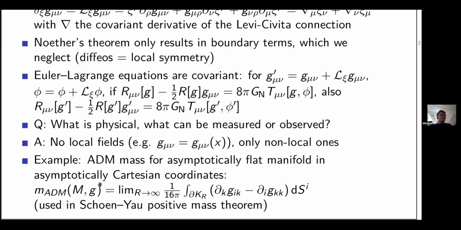It's this formula here. You can find it in many textbooks. What do you do? You take your metric in these asymptotically Cartesian coordinates. You take a certain derivative. You integrate this over a ball at infinity. So there is a big surface at infinity with some surface element dS_i. K_r is the ball of radius r. So integrate this over the boundary of that. And then you take the limit of r going to infinity. So essentially, you're integrating first derivatives of the metric at infinity. So it's a boundary term. And this is a well-defined thing. And it's used, for example, in the Schoen-Yau positive mass theorem. So this is a physical quantity.